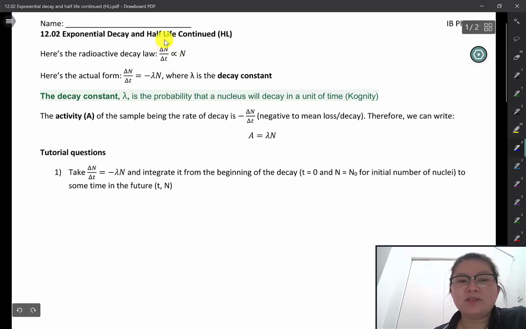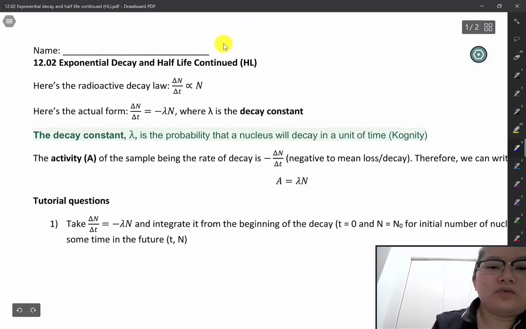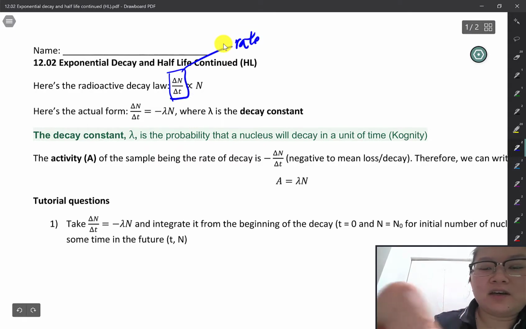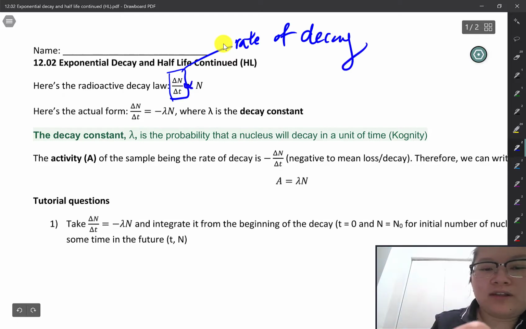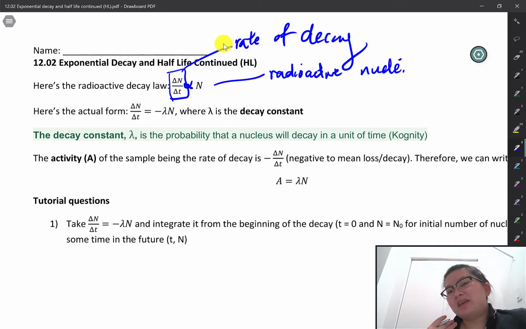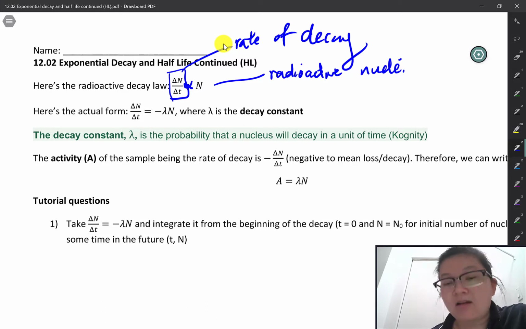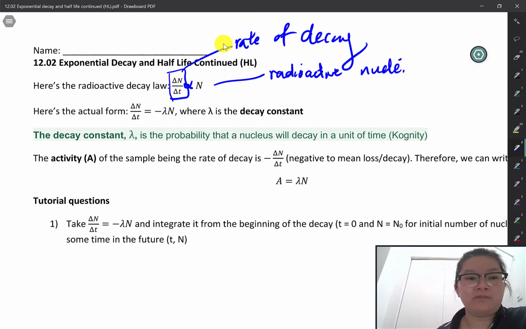So based off of experiments, we have generated a relationship. The relationship is this: the rate of decay, which uses these symbols here. So this is the rate of decay. The rate of decay is directly proportional to the number of radioactive nuclei. So meaning that the more radioactive nuclei there are, the higher the rate of decay. Meaning that over time, the rate of decay will slow down as there is less radioactive material.